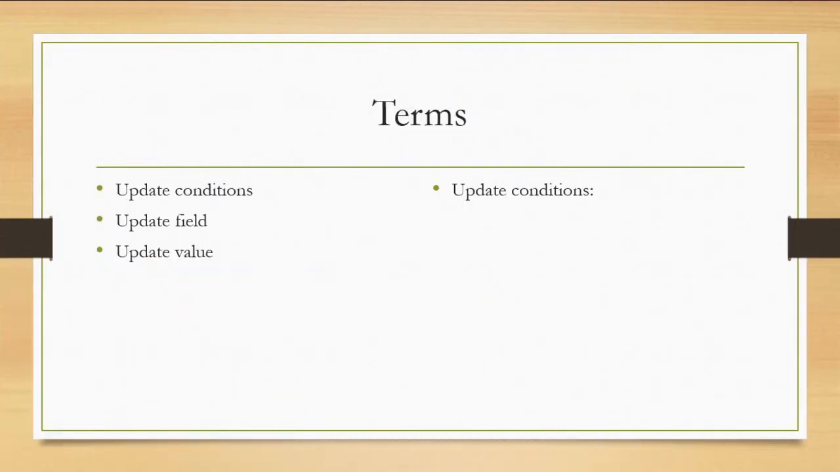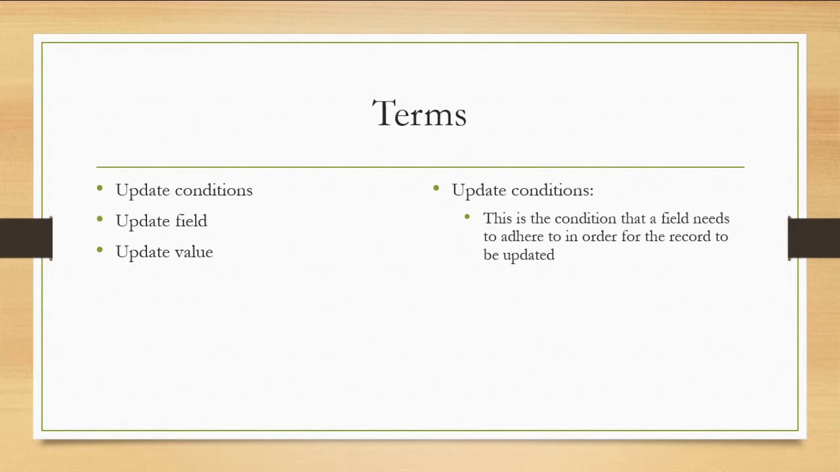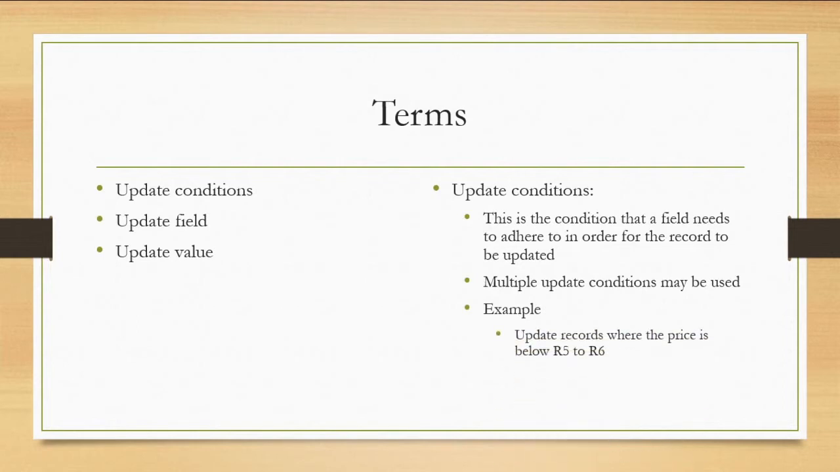The update conditions. This is the condition or conditions that a field needs to adhere to in order for the record to be updated. Multiple update conditions may be used. For example, update records where the price is below 5 Rand to 6 Rand. Update condition is price equal to 5 Rand.